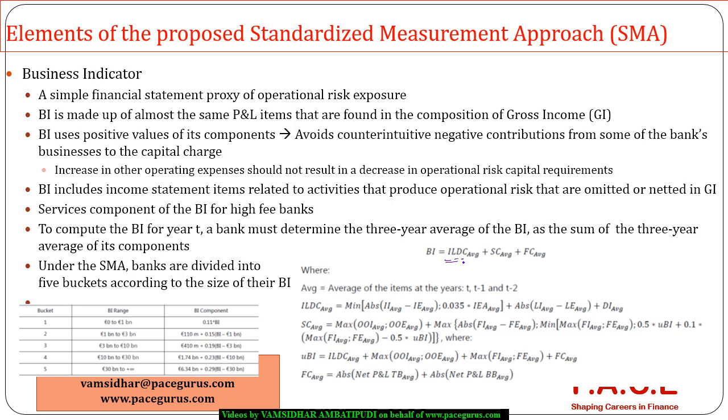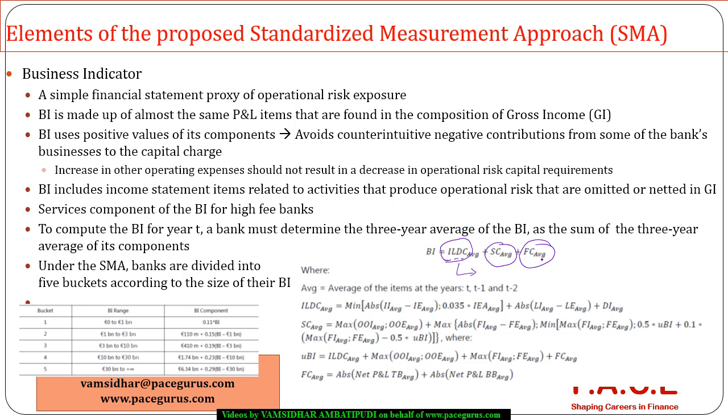So this is a component containing three things which are the sources of income for the bank: the interest, the lease and the dividend, the ILD component. Then we are talking about a service component. So we are doing some kind of averaging of the service component value and the financial component. So the overall business indicator is coming from three major components.